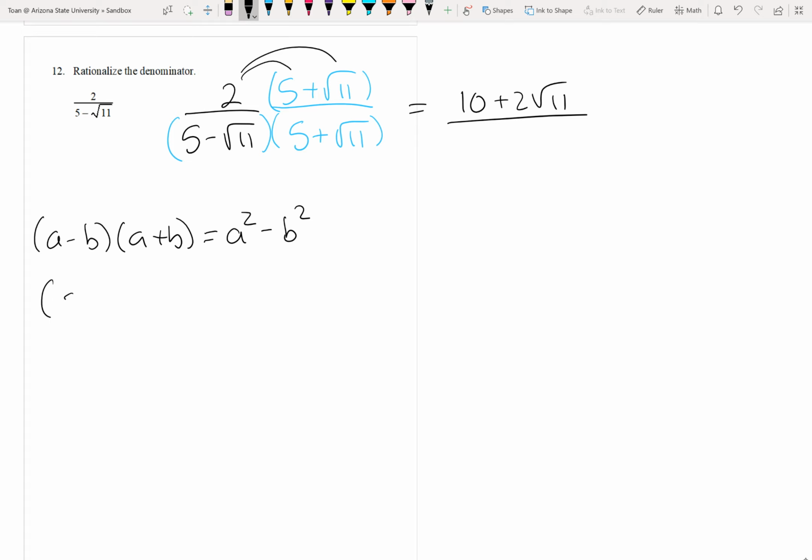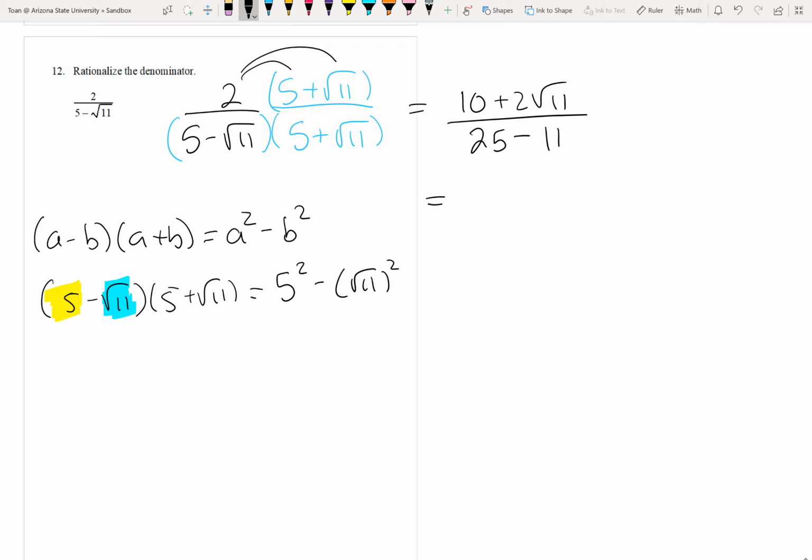So if I have 5 minus rad 11 times 5 plus rad 11, I don't need to FOIL because I know it'll be this guy squared minus that guy squared. So we should know that it's going to be 5 squared minus the square root of 11 squared. And of course 5 squared is 25, minus the square root of 11 squared is just a regular 11. And then all I got to do is simplify, do math. 10 plus 2 rad 11 over 14.